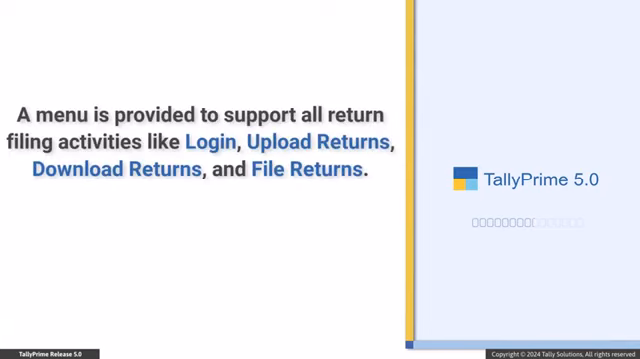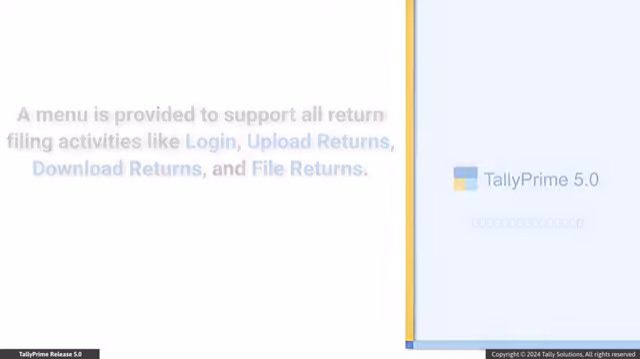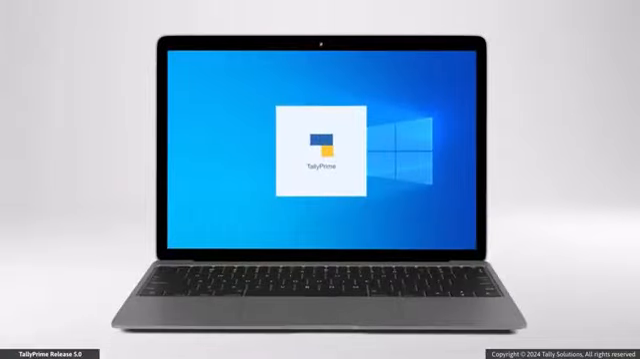A new menu option has been provided to help with the upload of vouchers for GST returns. Using this option, you can upload the summary of sales, purchase, liability, and ITC periodically in the form of GSTR 3B. Similarly, the composition dealers can send CMP08 returns.